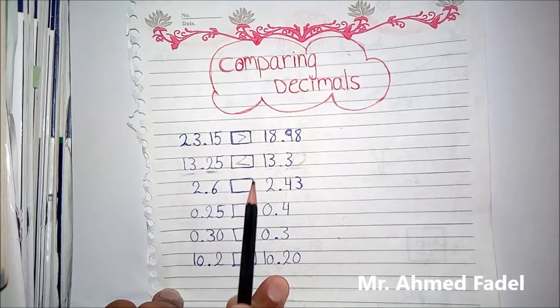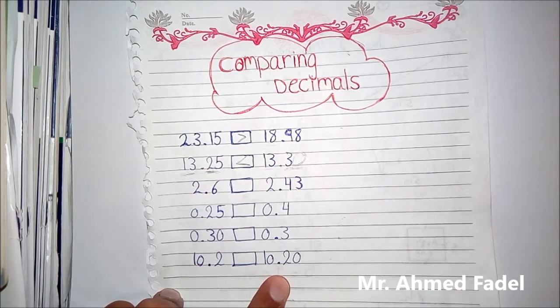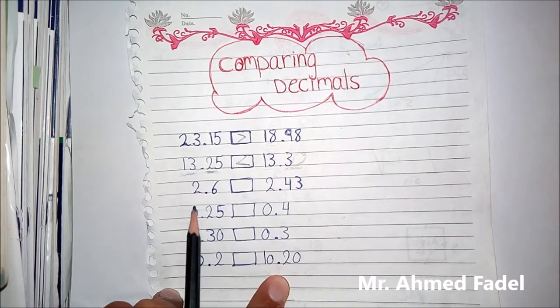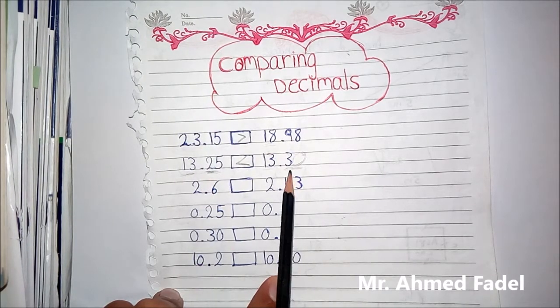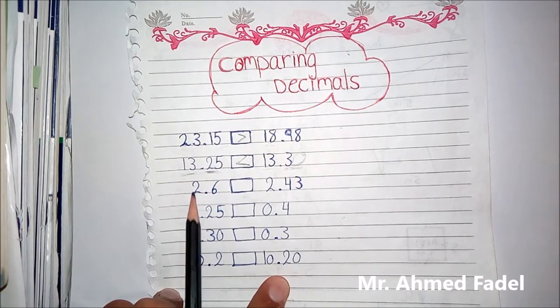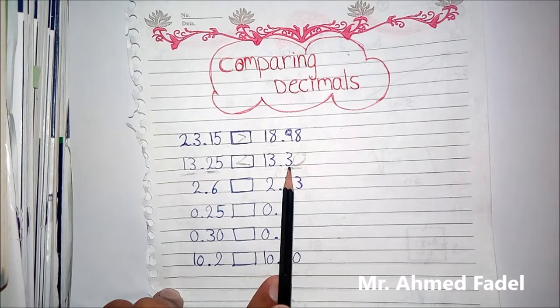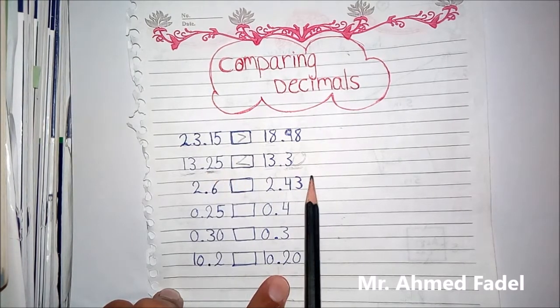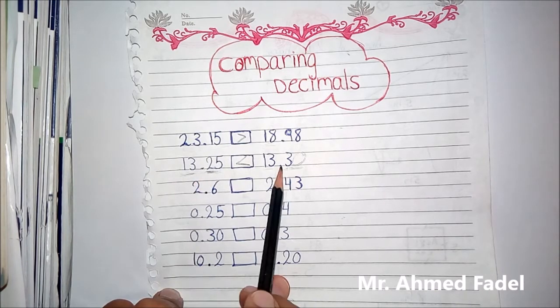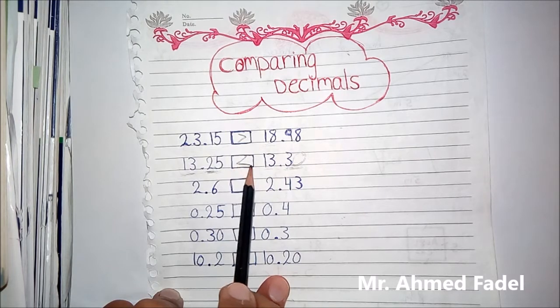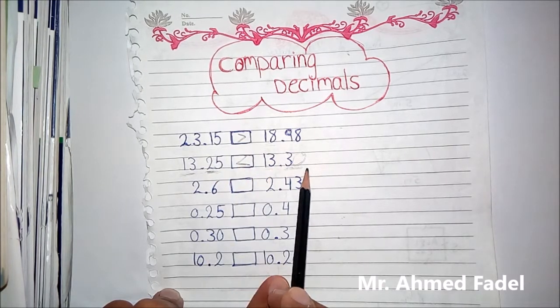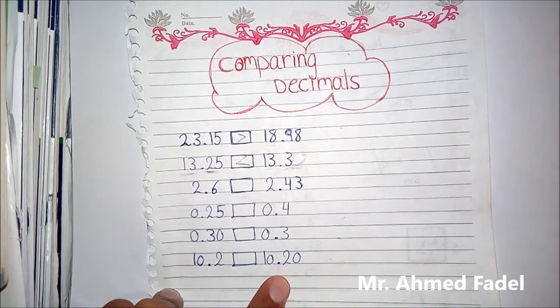So this is greater. So in order to avoid the confusion here, you just look at the first digit after the decimal point and the first digit after the decimal point. If both of them are equal, I compare the second digit with the second digit. But here, both of them are different. 2 is less than 3. 3 is greater. So this number, 13.3, is greater than 13.25.